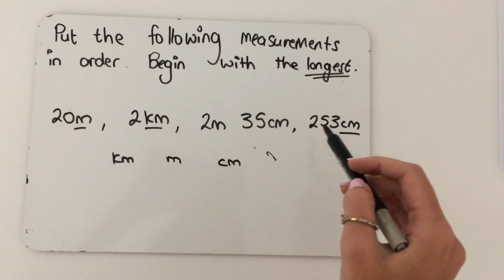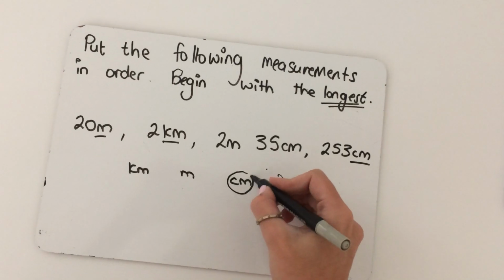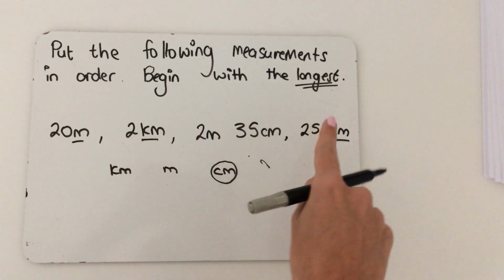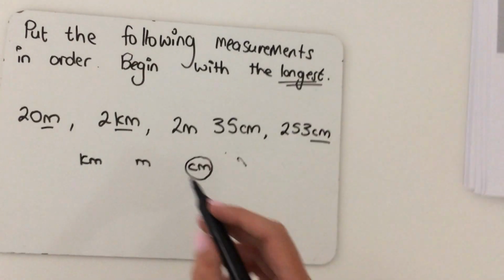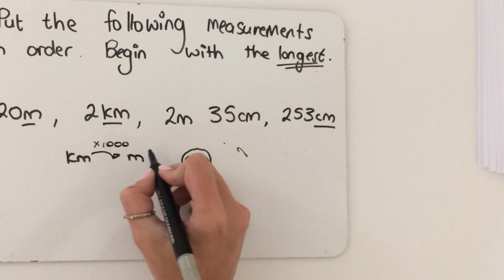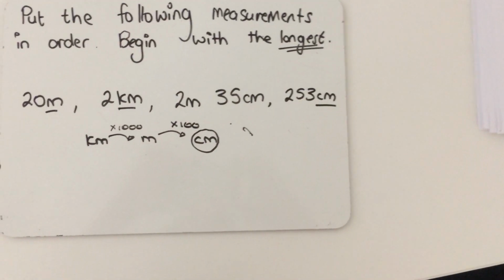When you have different units of measurement, the rule is you change them all to the smallest unit. So centimeters is the smallest. That means I need to change each one of these to centimeters. To get from kilometers to meters, we times by 1,000. To get from meters to centimeters, you times by 100.